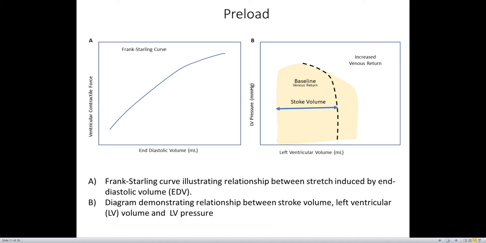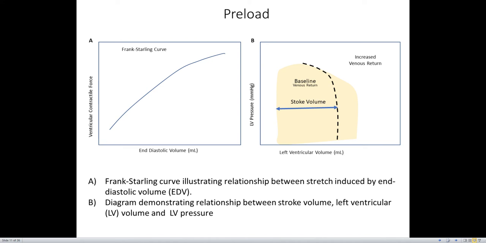If we look at figure B, this is demonstrating the relationship between stroke volume, left ventricular volume, and left ventricular pressure. So you can see that as left ventricular volume increases, the left ventricular pressure also increases, but there's a threshold. Stroke volume seems to be optimal when that volume and pressure have a certain relationship. But afterwards, that stroke volume actually begins to decrease, as you can see with the pink depiction here.